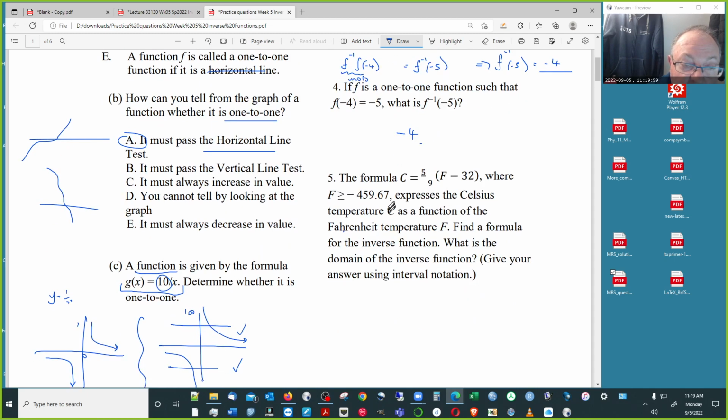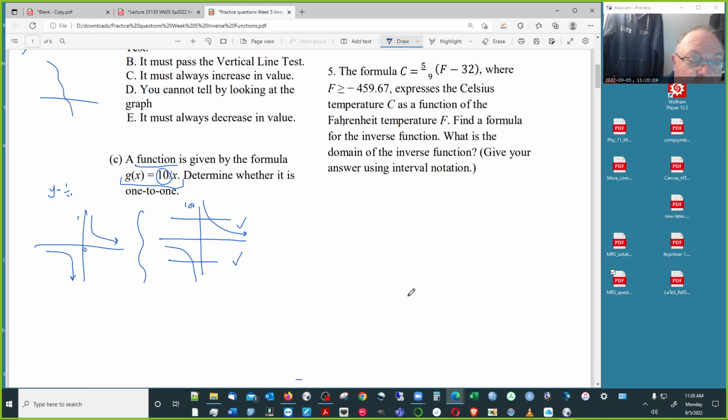But anyway, find a formula for the inverse function. Okay, so the inverse function is simply going to be what you've been taught. You've been taught what? Swap the formula.